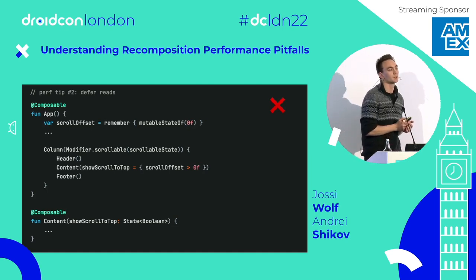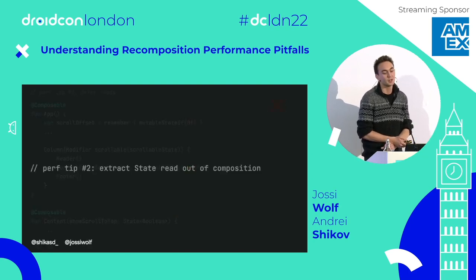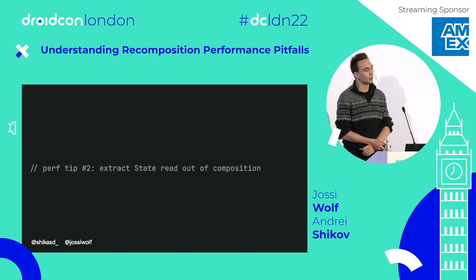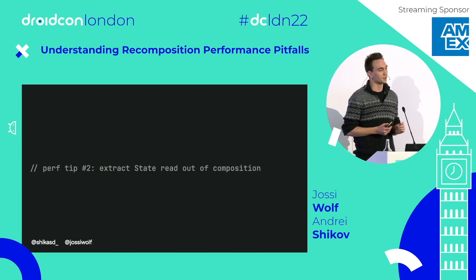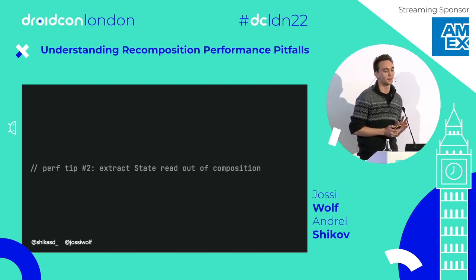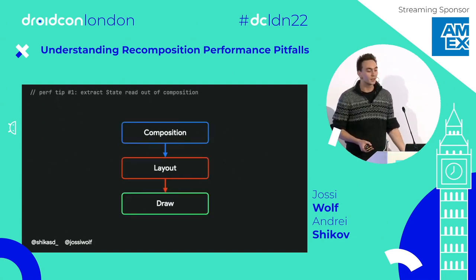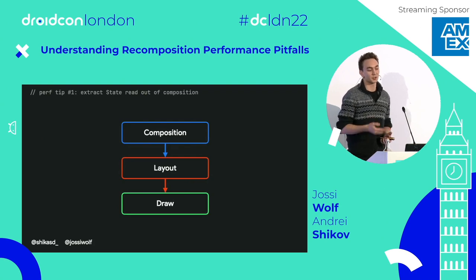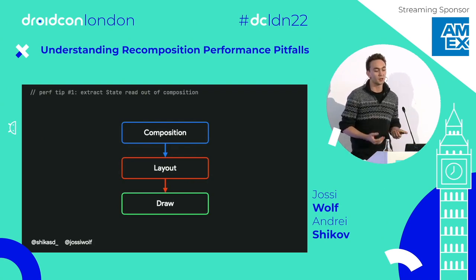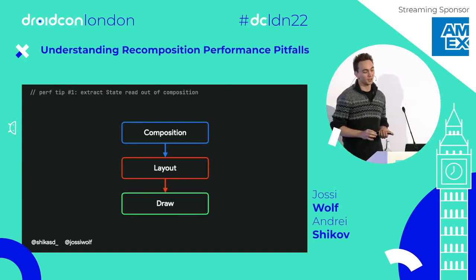Now, we've talked about pushing down your state reads in the tree, in composition, but there's actually one thing more that we can do. We can extract state reads out of composition. So let's remind ourselves of the three infamous phases of Compose. Maybe you've heard about them before. We have composition, layout, and draw. Composition being the process of executing your composables and figuring out what things we will need to lay out. Layout being measuring and placement, and draw, well, it's draw.